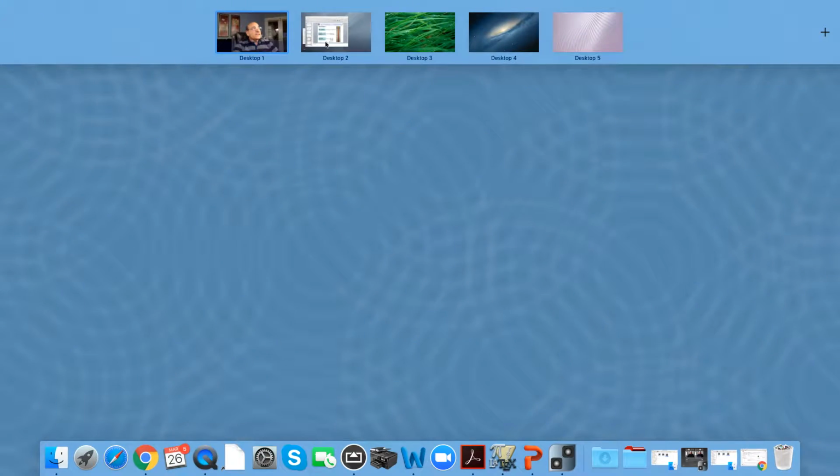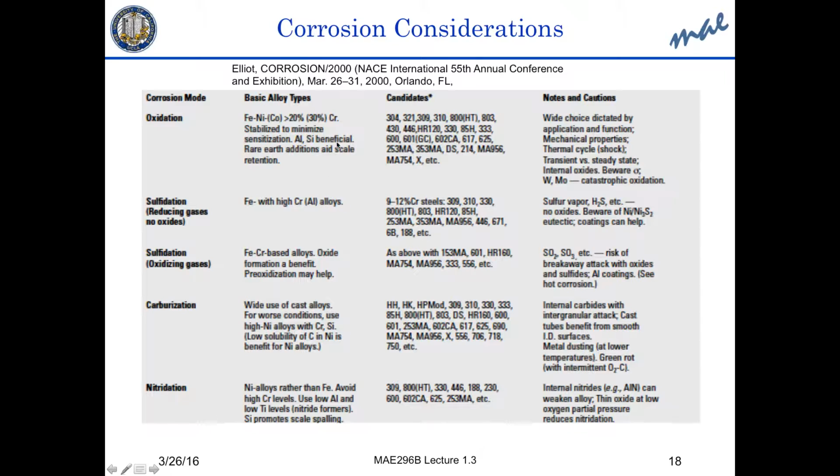And you can see here that this is a chart from Dr. Elliott in his article on Corrosion 2000, and it shows the different types of corrosion mode, oxidation, for example, what type of basic alloy type you use. Here is nickel, iron, nickel, cobalt. So that's kind of a combination. These are the candidates: 304 stainless steel, 321 stainless steel, and so forth. So this is the most common here for power industry.